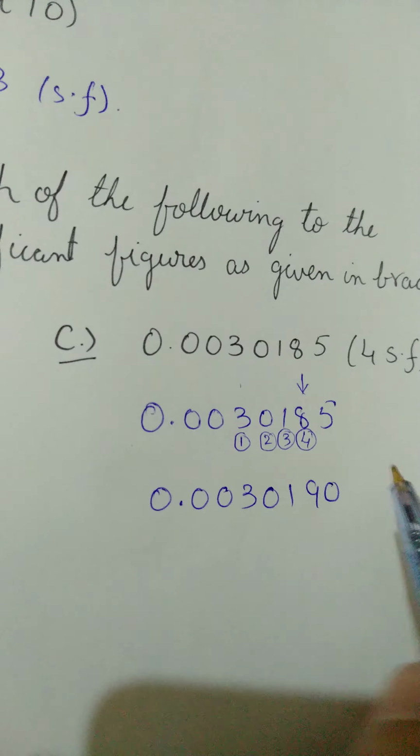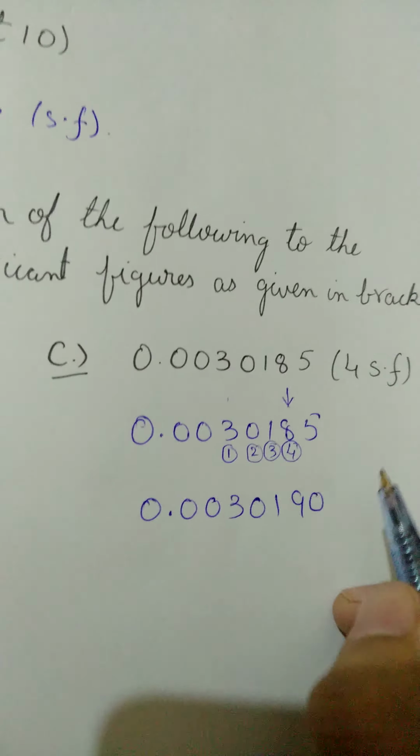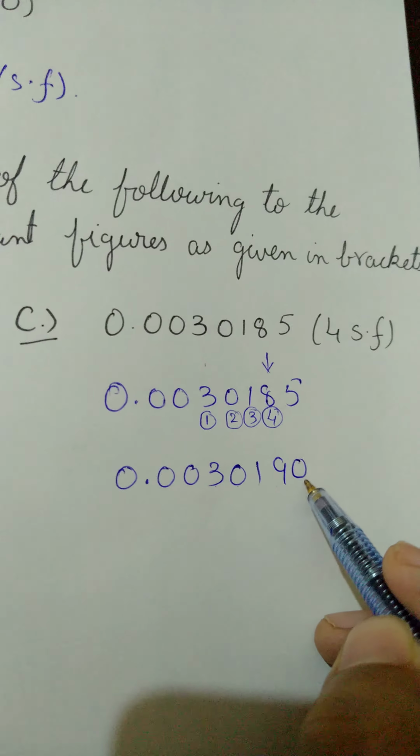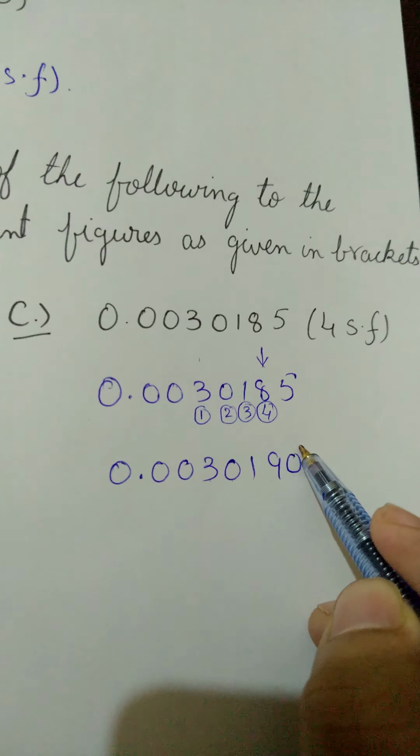But we have to keep one thing in mind here, that the answer has a decimal point and we have to round it off till 4 significant figures. So my answer should contain only 4 significant figures and nothing else. As you can see, this is my first, second, third, fourth. This 0 here, however, is the fifth significant figure. I don't need this because my question says 4 significant figures, so I will not write this. My final answer would be 0.003019. This would be my final answer.